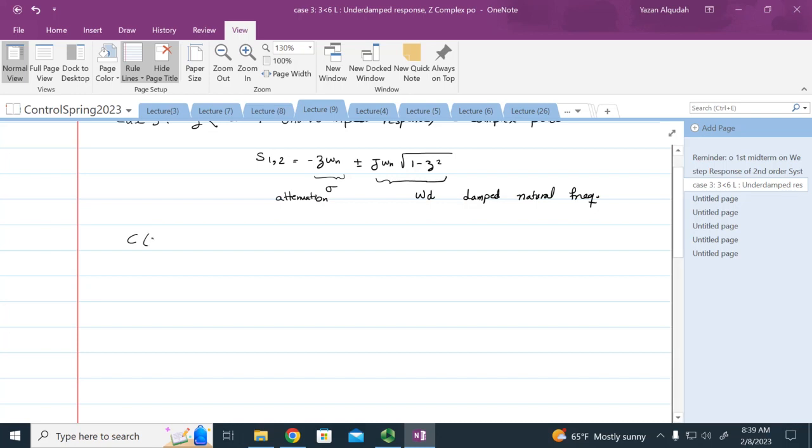So let's look at C of S going to equal omega n squared divided by S squared plus 2 zeta omega n multiplied by S plus omega n squared, multiplied by 1 over S. Now if we expand this, it will expand as the following: A over S plus BS plus C divided by S squared plus 2 zeta omega n multiplied by S plus omega n squared.